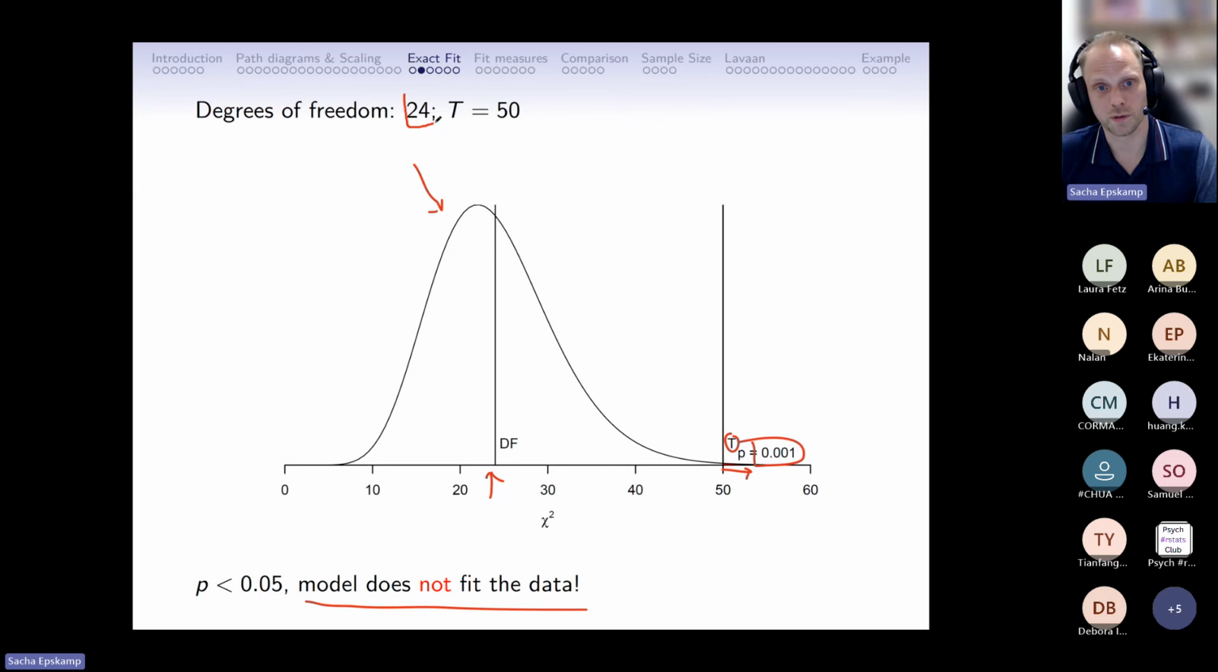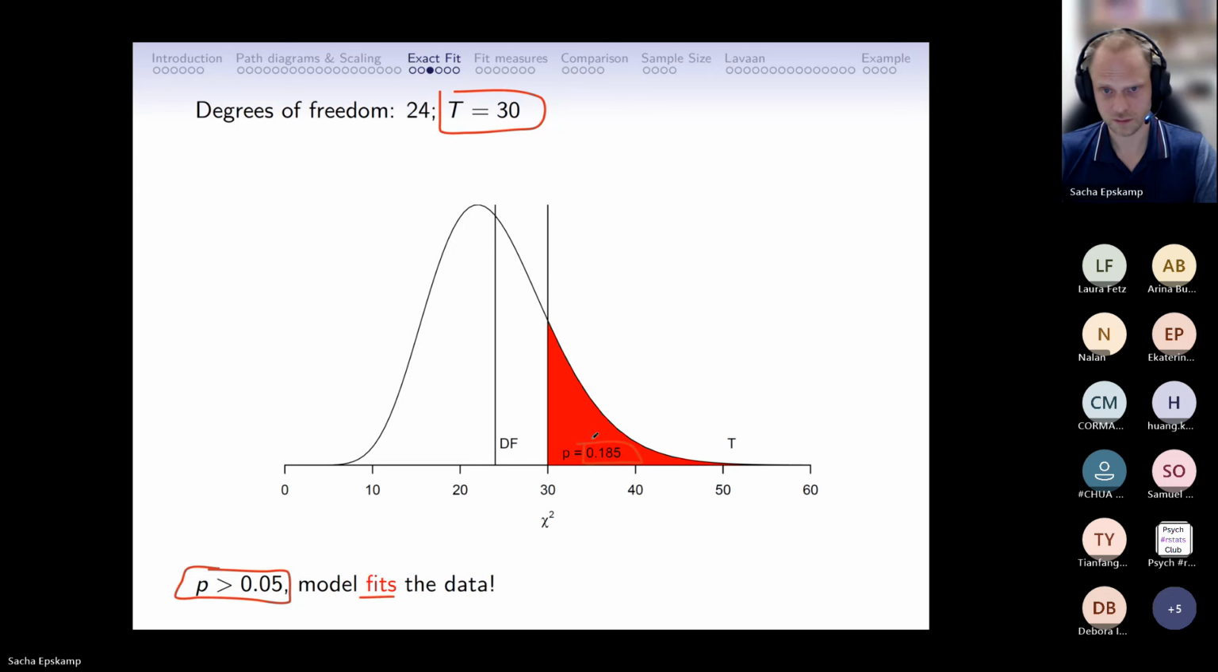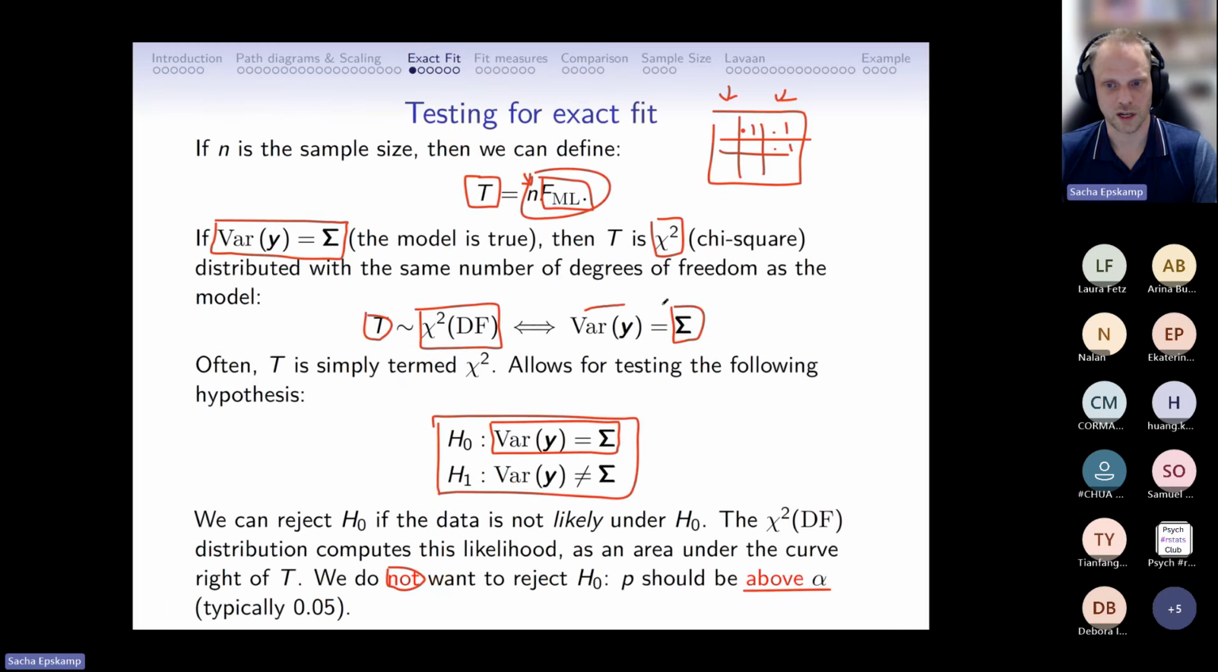For example, the degrees of freedom is 24 and the test statistic is 50. Now let's say the test statistic is instead 30. In the chi-square test, the p-value is then above 0.05, so we could say that the model fits the data. In this case, the p-value is much larger. We don't reject the model, which is a good thing. That's what we call testing for exact fit, which means we really test the hypothesis that our data is exactly from the distribution with this sigma.